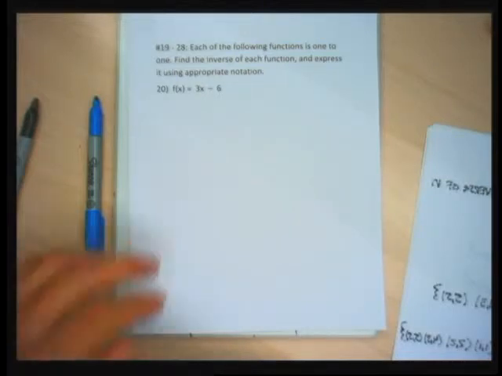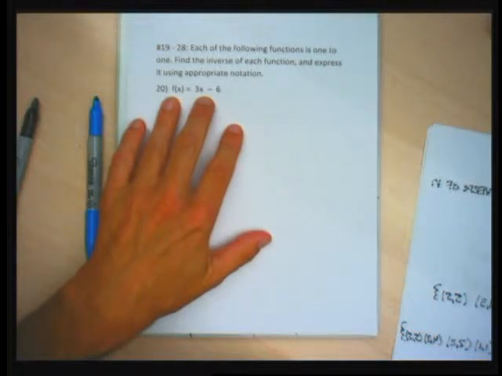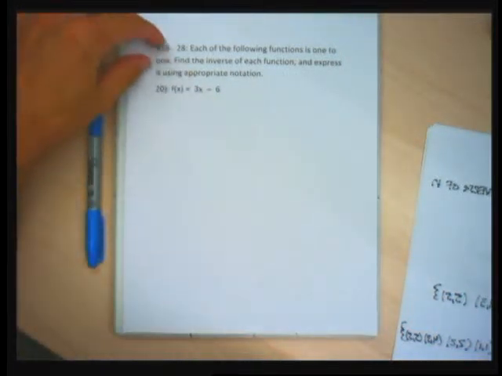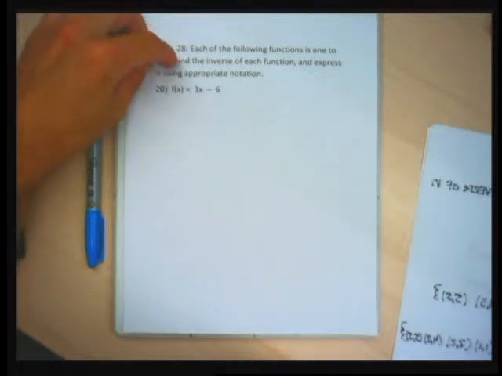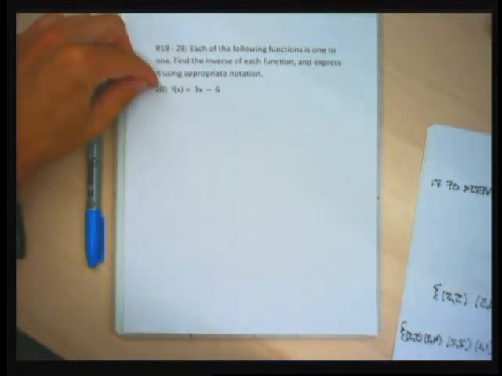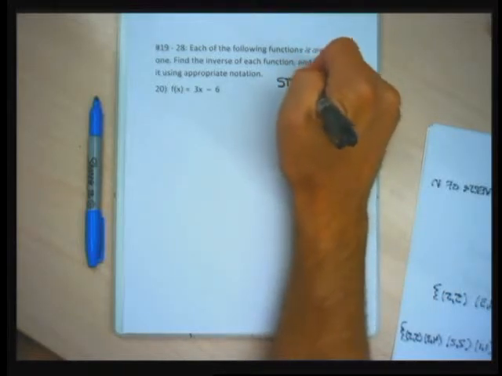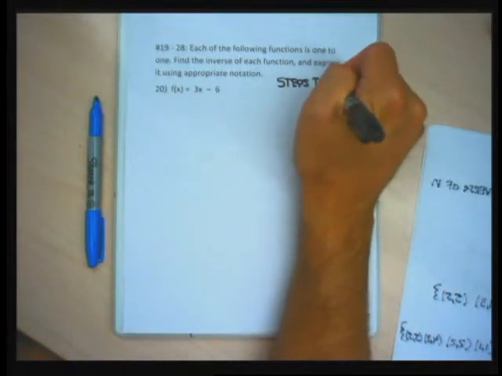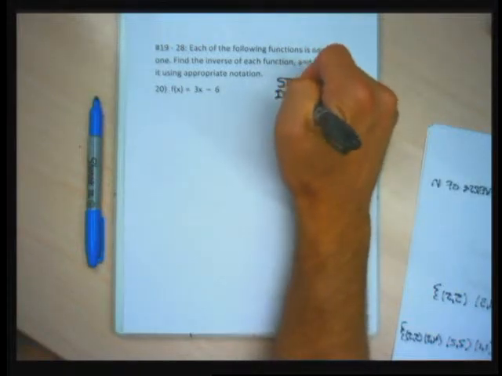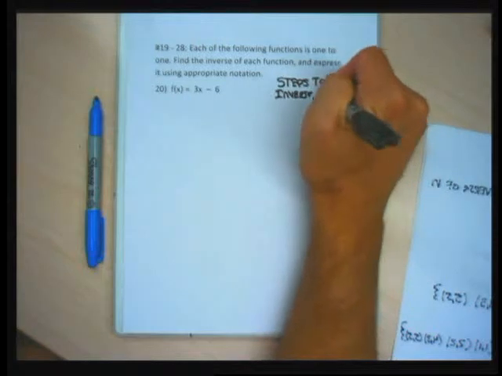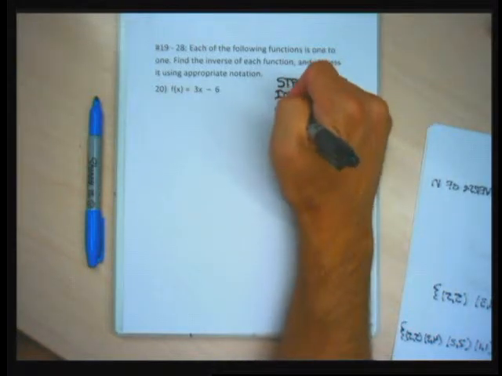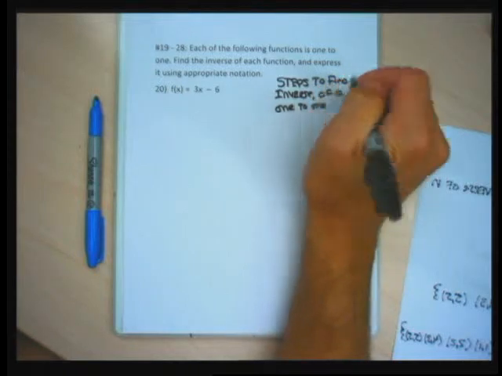So this, if I graphed it, is going to be a one-to-one function. It graphs to be a line. So the instructions say don't even bother determining if these are one-to-one. They are one-to-one. What I want you to do is find the inverse and express it with the inverse notation with the -1 exponent. So I need the steps to find an inverse of a function. Steps to find the inverse, and it has to be of a one-to-one function. If you use a function that is not one-to-one, the inverse isn't a function.